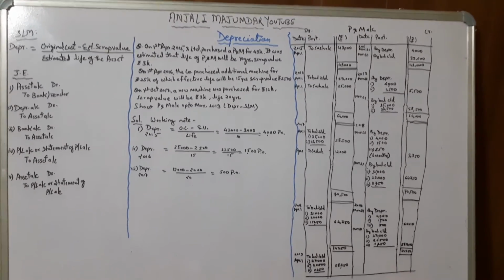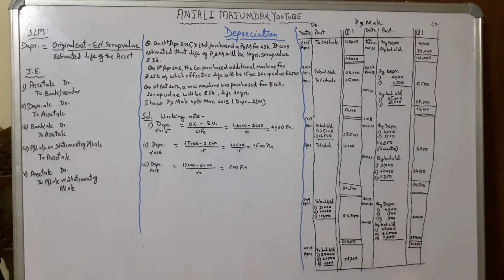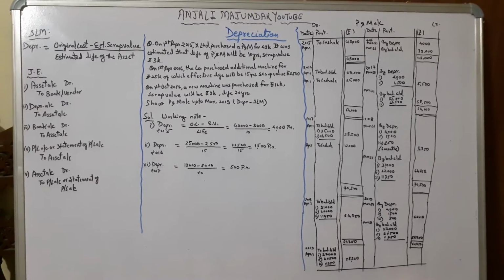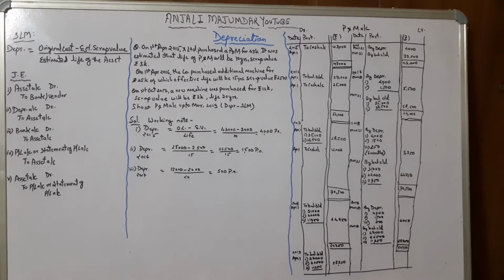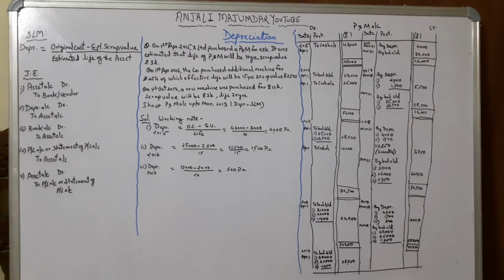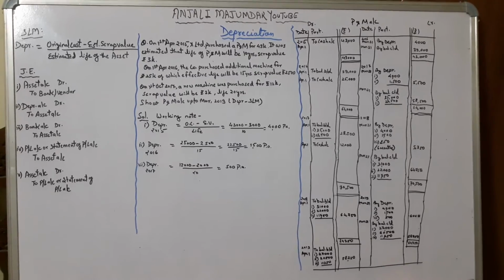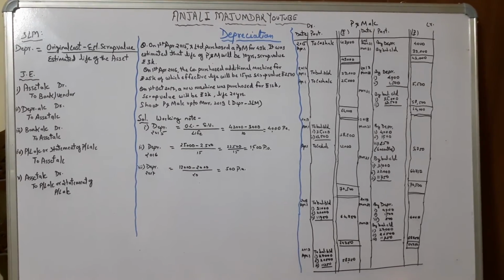For preparing the plant and machinery account, you need to prepare the columns like this: date, particulars, then the general folio and amount. Date, particulars, general folio and amount, right? After that, remember one thing: while purchasing an asset, the entry should be recorded on the debit side, and for charging depreciation, the entry should be recorded on the credit side.